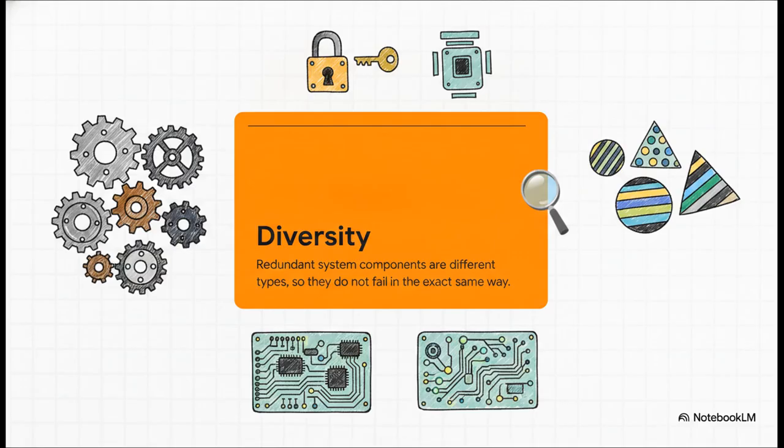But redundancy alone isn't always enough, which brings us to diversity. Diversity means ensuring those redundant backup components are completely different types. Why? So they don't share the exact same vulnerabilities. It's not enough to just have a backup. If the backup is an exact replica, well, whatever broke the primary system might just break the backup at the exact same time. By making them diverse, we practically guarantee they won't fail in the exact same way.